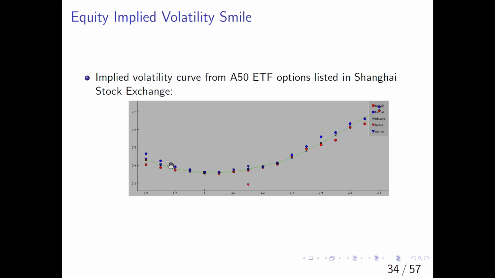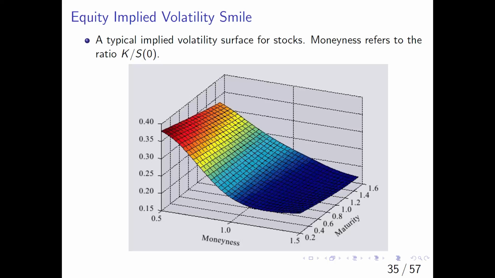But either way, what I'm trying to say here is it's not a flat curve. It's a skewed curve. Most of the time, and this is a plot from a textbook, you will see the implied volatility surface look like this. This side is the deep out-of-the-money put side. It's this skewed curve, and also this is the time axis.